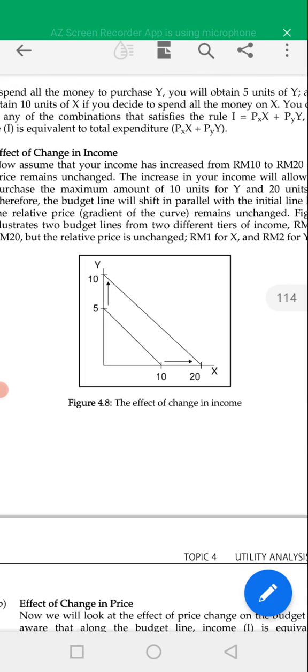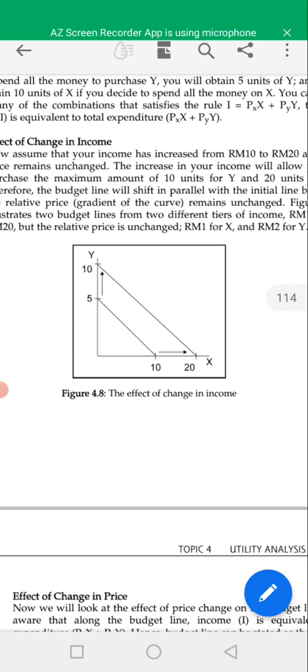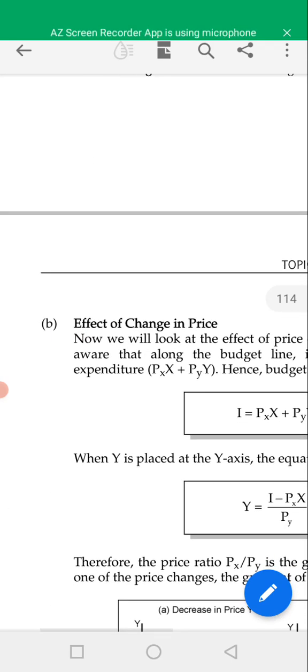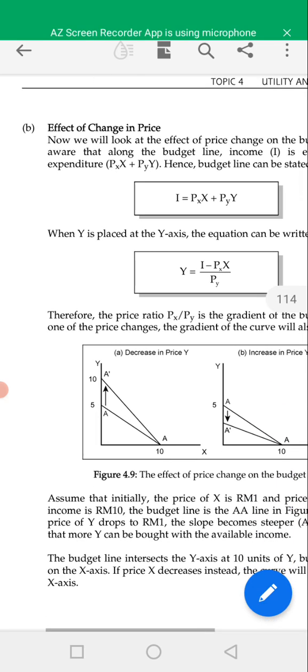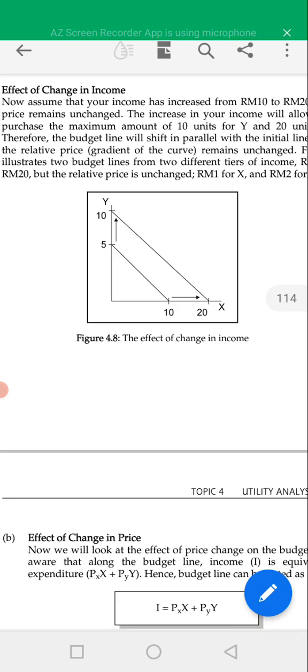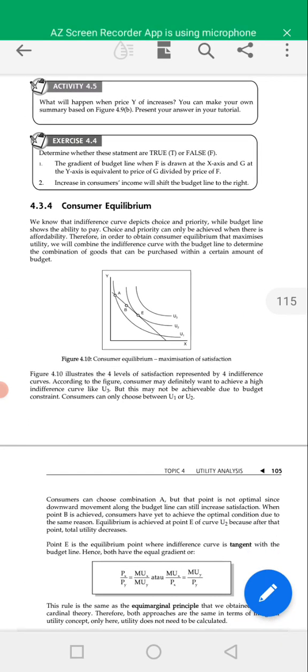So remember, there are three ways in which the budget line can shift. The first one is when income changes. When income has increased, the budget line shifts upwards. When income has reduced, it shifts downwards. The other way is when prices change. When one good's price changes, it rotates. When both of the goods' prices change, the budget line shifts just the way that income has changed. So I hope that was very, very clear for you.